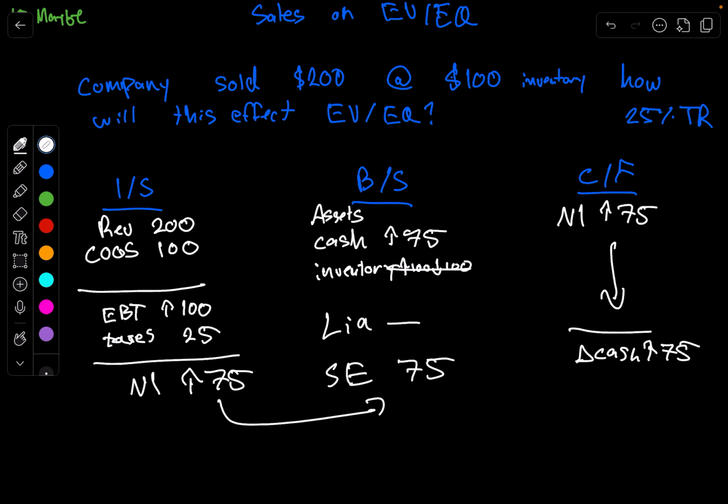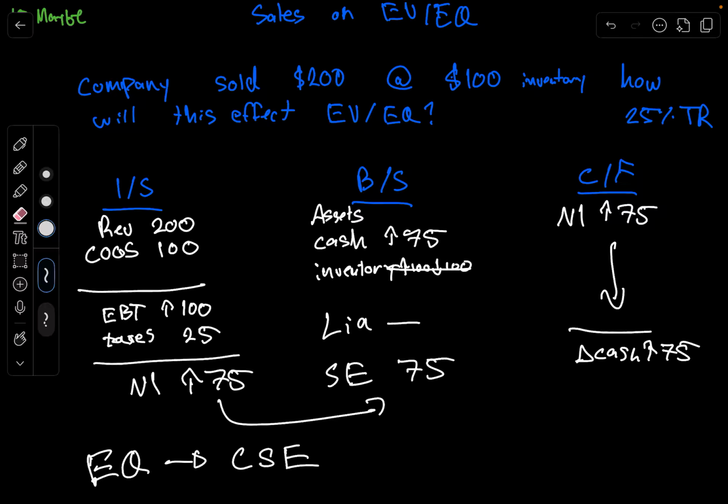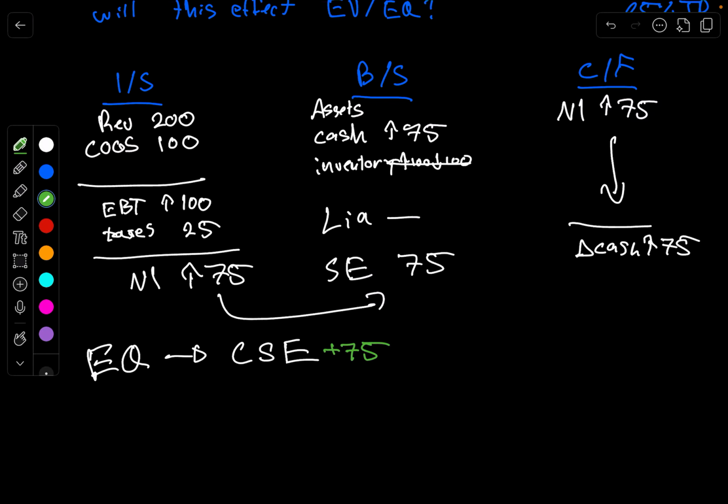Well, let's look at equity value first. We know that equity value changes when common shareholders' equity changes. So we know that our shareholders' equity increased by 75, which means that our equity value also increased by 75.